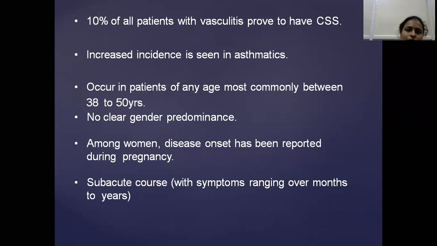It accounts for 10% of all vasculitis and is commonly seen in asthmatics. Increased incidence is seen in asthmatics, occurring in the age group of 38 to 50 years. There is no gender predominance, but among women, disease onset has been reported during pregnancy. It also has a subacute course, with symptoms ranging over months to years.